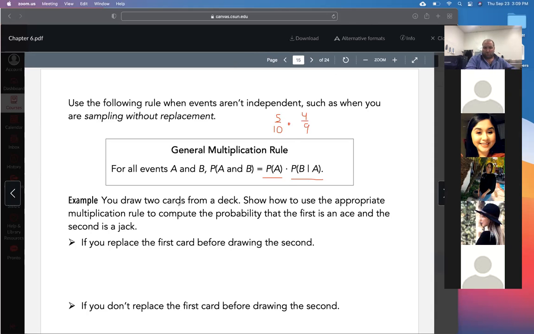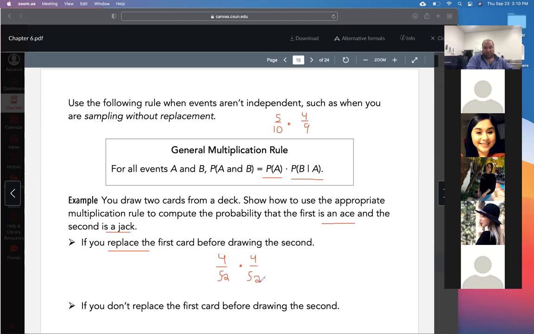So suppose you draw 2 cards from a deck. What's the likelihood that the first is an ace and the second is a jack if you replace? So first, what's the probability on your first pick that it's an ace? 4 out of 52. And if you replace that, what's the likelihood that you get a jack on the second one? Also 4 out of 52.